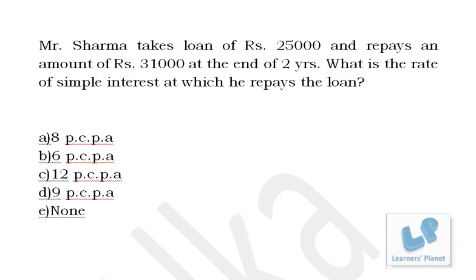So verbally you can do it, no need to go for any sort of paperwork. I repeat once again, 25,000, 31,000, the difference is 6,000. In 2 years, that means the simple interest per annum is 3,000. So 3,000 is 12% of 25,000. 25 into 12 is 300, 300. So that can be easily solved, right? So your answer is 12%.